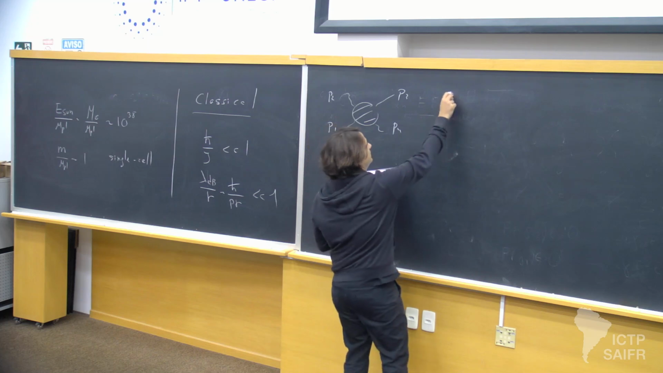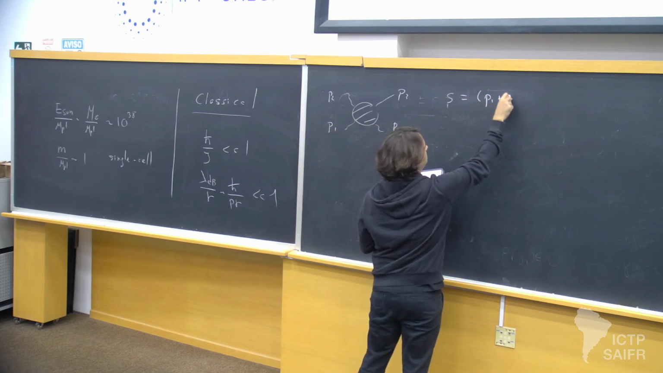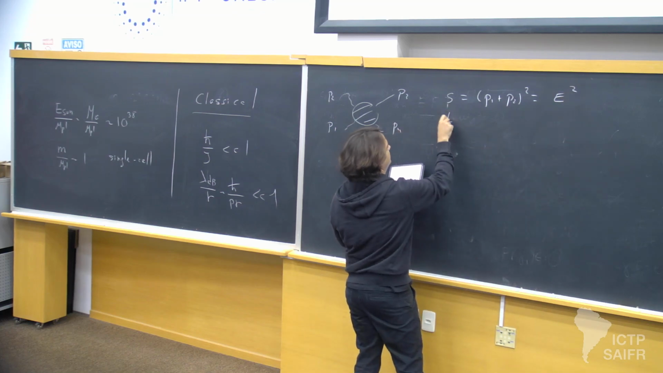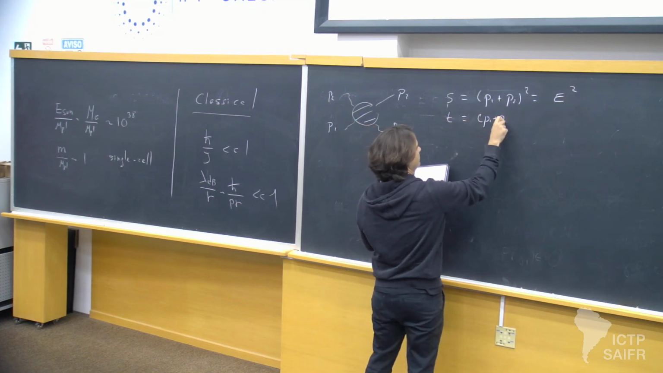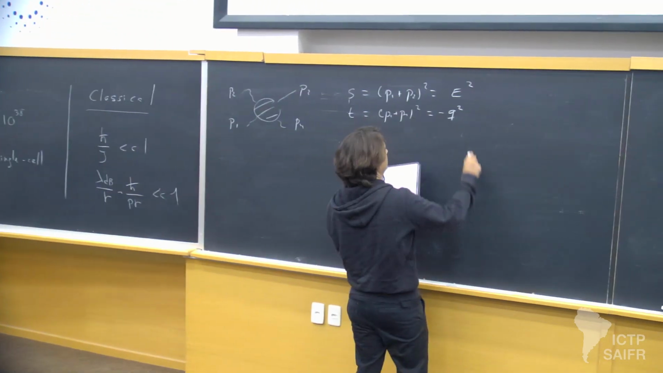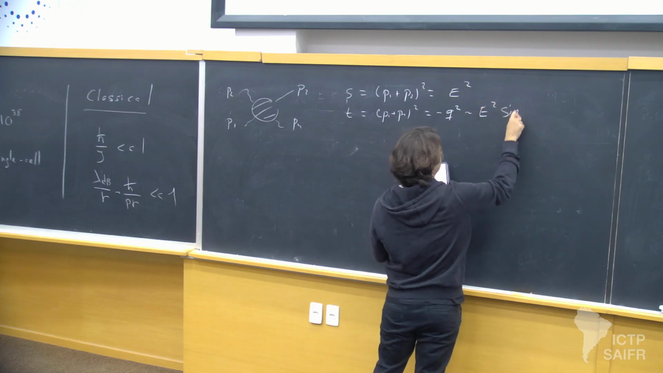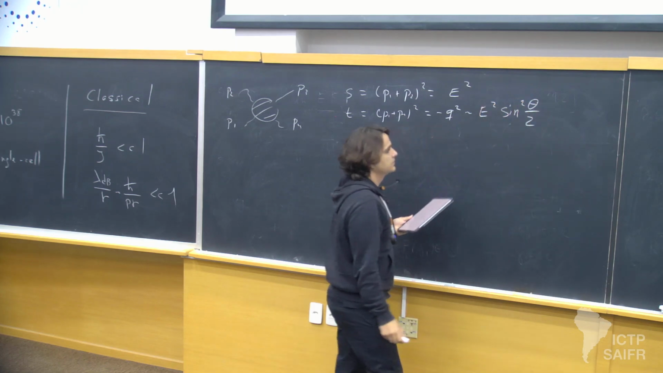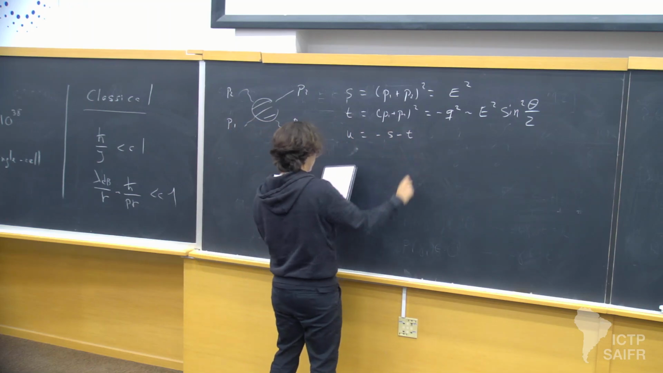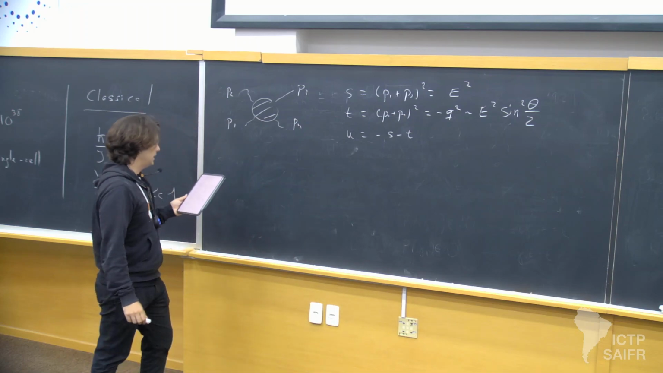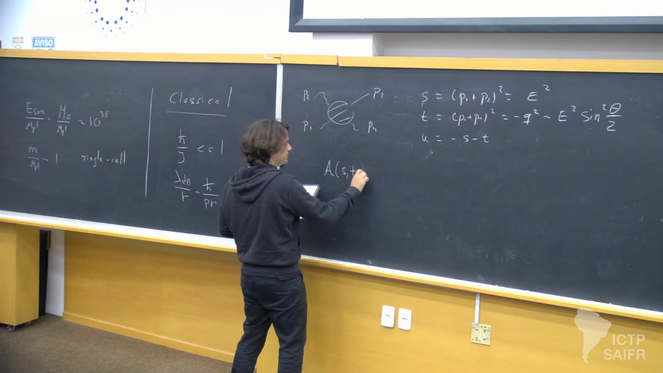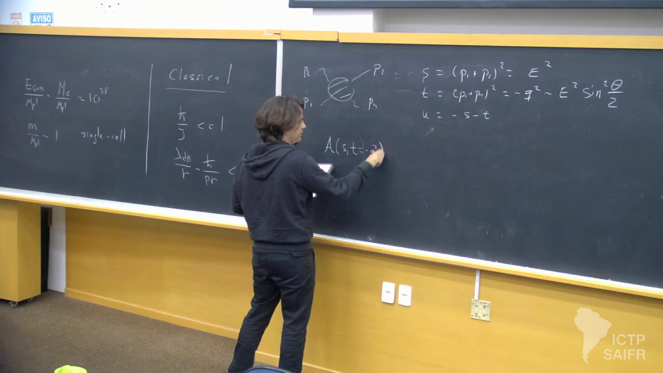Okay, and I have the usual S, T, and U variables. So S will be the center of mass energy squared, T, which is P1 plus P4 squared, which I will call minus Q squared for later convenience. This will be E squared times sine squared of the scattering angle. And then there's also U, which is minus S minus T. Okay, and I can consider the amplitude in momentum space, as a function of S and T, which is this Q squared.